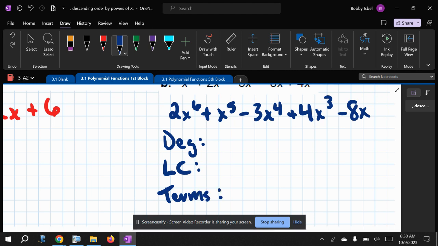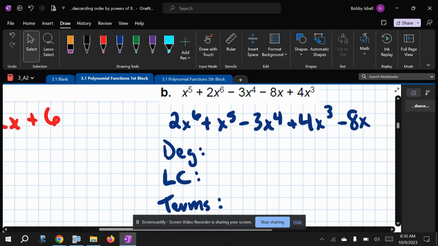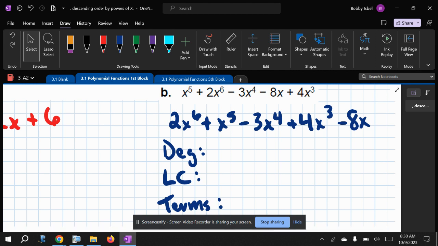So check your standard form. 2x to the 6th plus x to the 5th minus 3x to the 4th plus 4x cubed minus 8x. The degree is 6. The leading coefficient is, how many terms do we have? 5. All right. Not hard. That's the easiest thing we'll do all day. I mean, honestly, that's an easy thing. Okay.